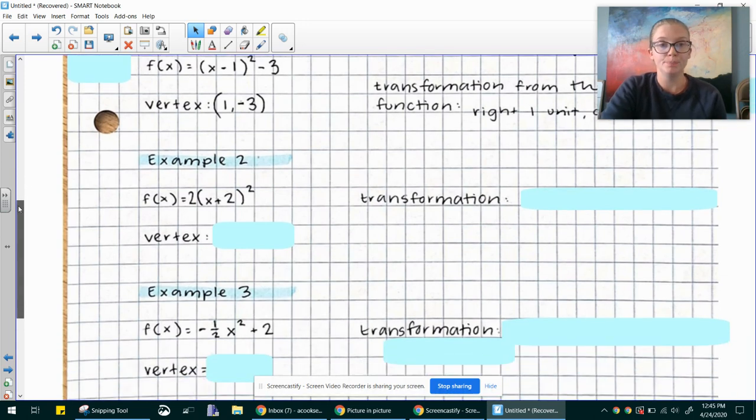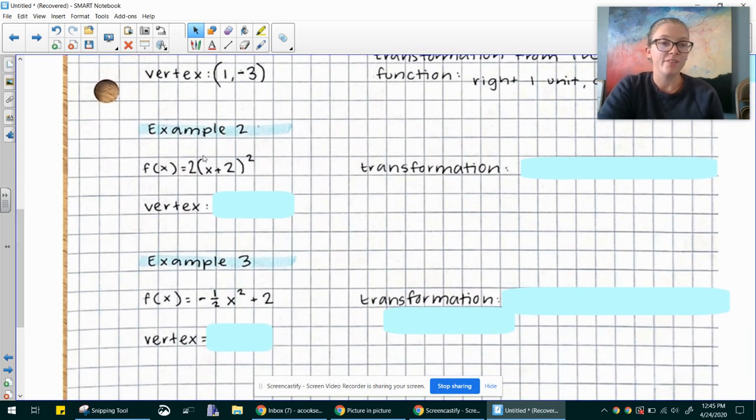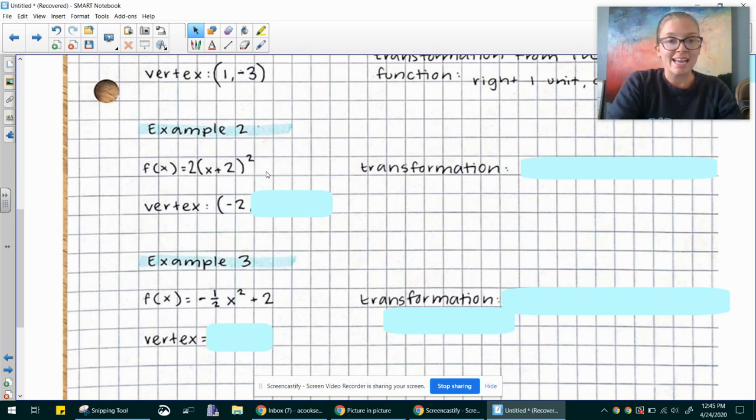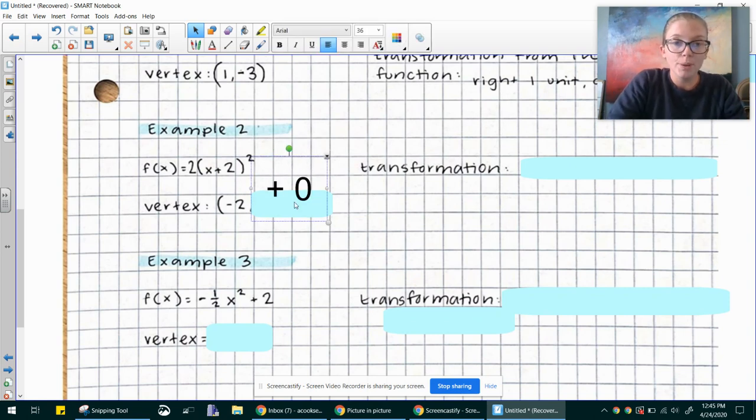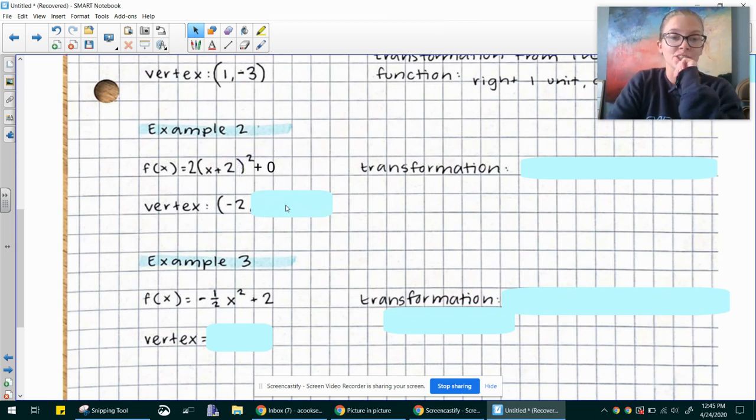Let's look at example 2. Here we have f of x equals 2 times x plus 2 squared. Here, our h value looks like it's 2, but we have to flip the sign so it's negative 2. And then there's no k value here. So if we wanted to add in a k value, we could imagine that we are adding 0 at the end of this function. So our vertex is actually going to be at -2, 0.